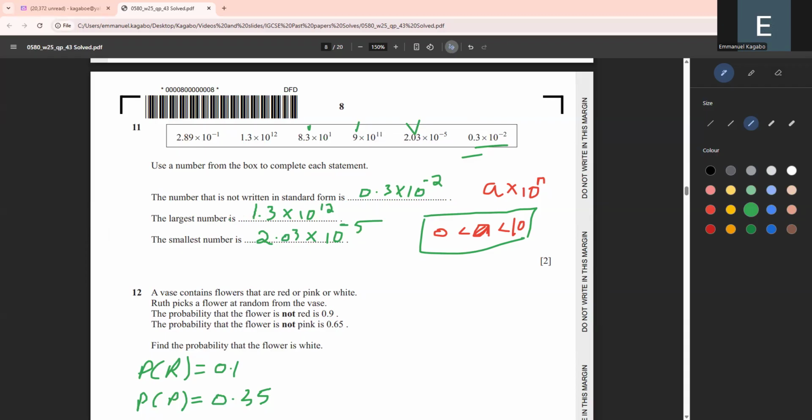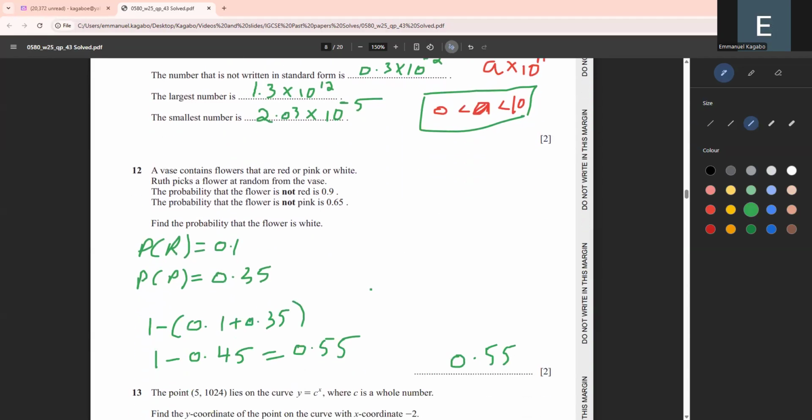What's the largest number? You just check, this is times 10 power negative 1. Basically, you're dividing by 10. Here you're multiplying by 10 power 12, 10 power 1, 10 power 11. So the biggest number is this one. The smallest number, this is power negative. Here you're dividing by 100,000. Here you're dividing by 10. So the smallest number will be that one.